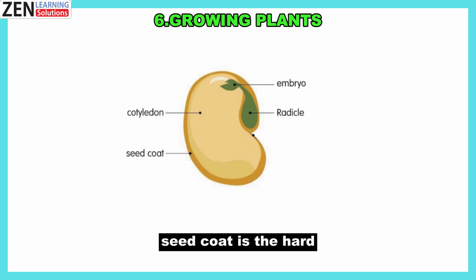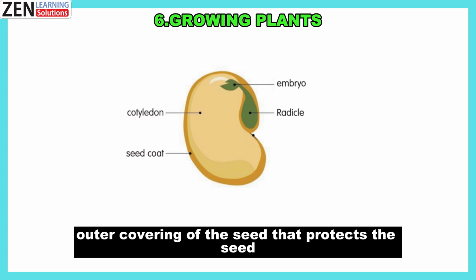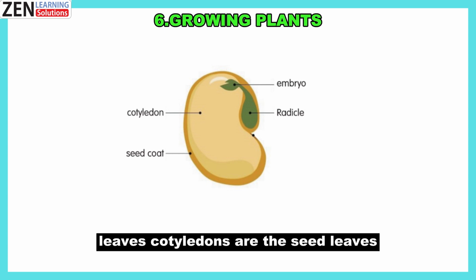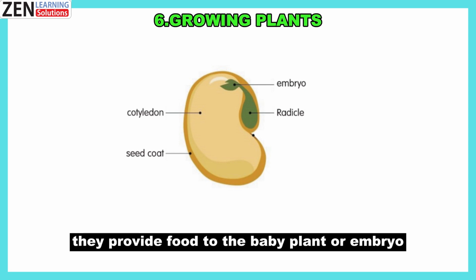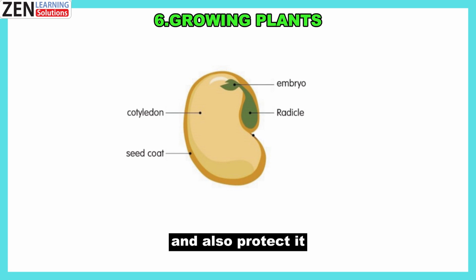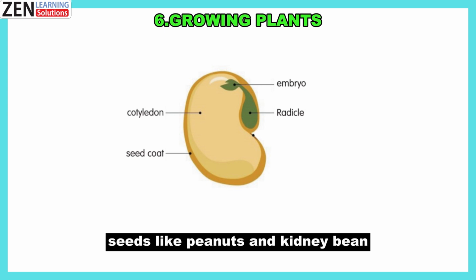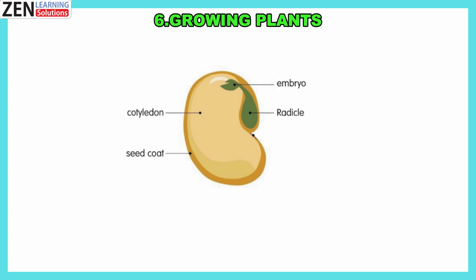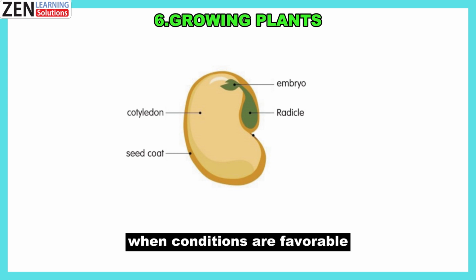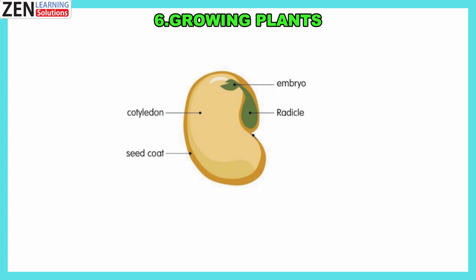Seed coat is the hard, outer covering of the seed that protects the seed leaves. Cotyledons are the seed leaves. They provide food to the baby plant or embryo and also protect it. Some seeds like maize and rice have one cotyledon. Seeds like peanuts and kidney bean, rajma, have two cotyledons. Embryo is the baby plant inside the seed. When conditions are favorable, it forms a seedling.